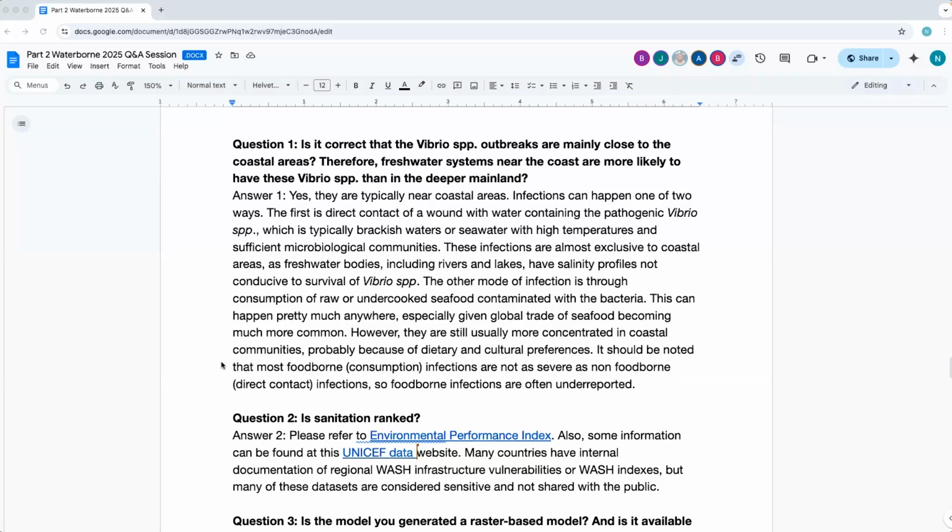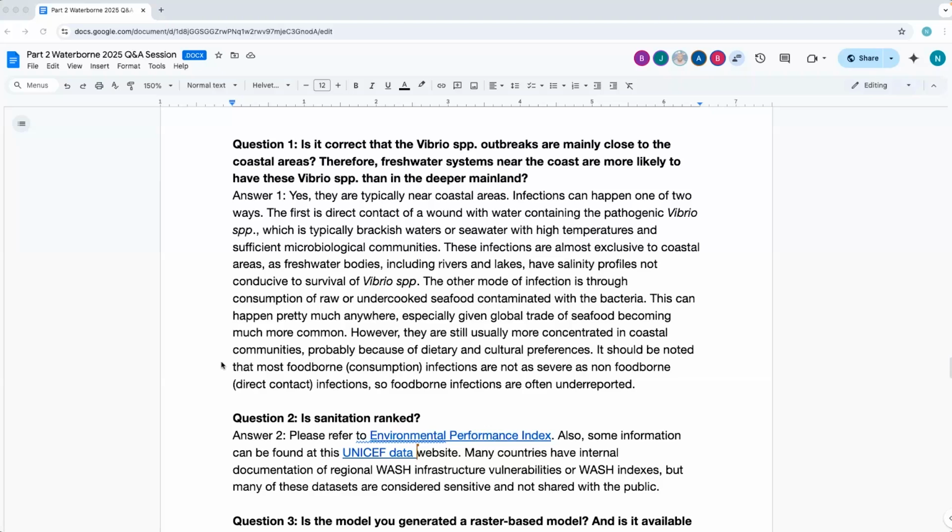But most often, their preferred salinity ranges are from about, I believe, 10 to 20 parts per thousand, which is a bit higher than fresh water is typically reported at, and a bit lower than seawater is typically reported at. So there's two modes of infection for Vibrio species for vibriosis.